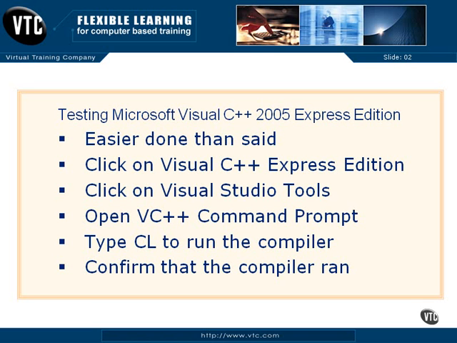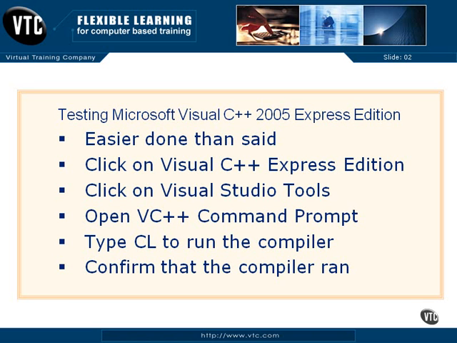Now we're going to test our Microsoft Visual C++ 2005 Express Edition compiler, which is actually easier done than it's said. Here's all we need to do. After you install the Express Edition compiler, you click on Start, of course, All Programs, and then the Visual C++ Express Edition item. Now don't go right to the compiler. That brings up the IDE.